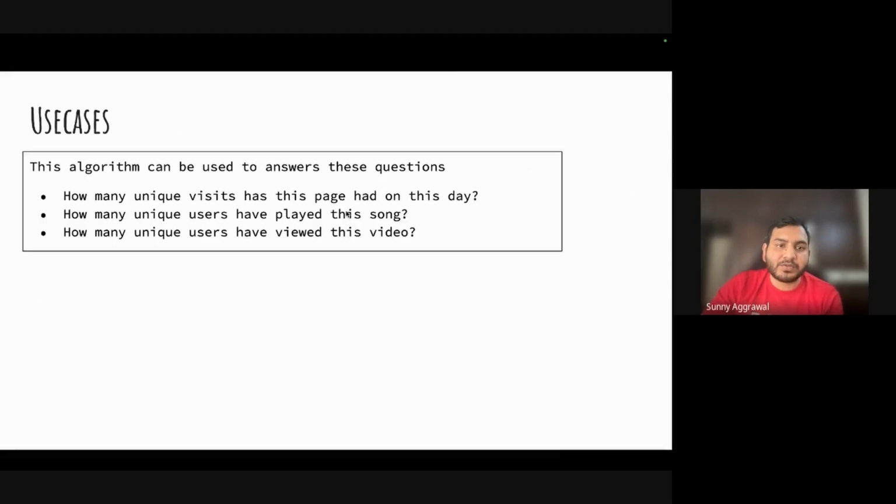Use cases where it is used. So one is unique visits on the website, or similar problems are unique users that have played a particular song or unique users who have viewed a particular video. So all these use cases that you will see on social media, more or less they might be using this approximation. Why we are saying approximation is because it has some error and that is very low. So that's why it's approximation. It's not an exact count, but it is able to give you very good insights into the actual number, and it is a very optimized solution. So that's where it is used a lot.